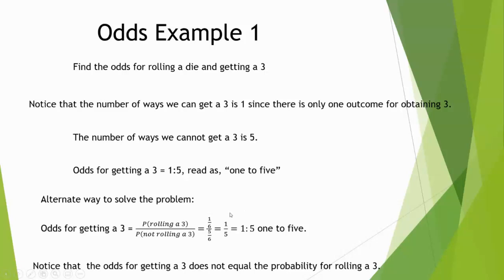Notice that the odds for getting a 3, 1 to 5, is not the same as the probability of rolling a 3. They are related, but it's not exactly the same. So it's just something I wanted to bring up. That's one example. Okay, what about this example?